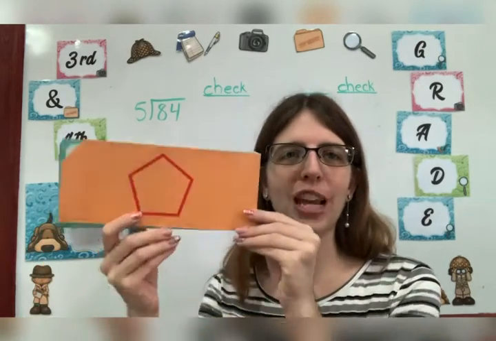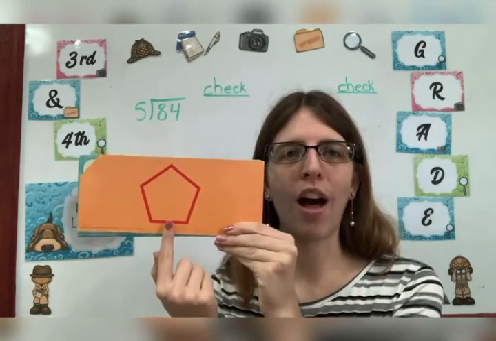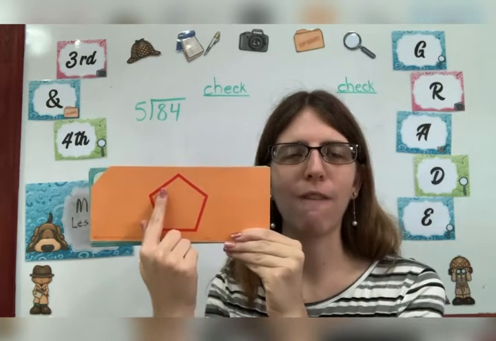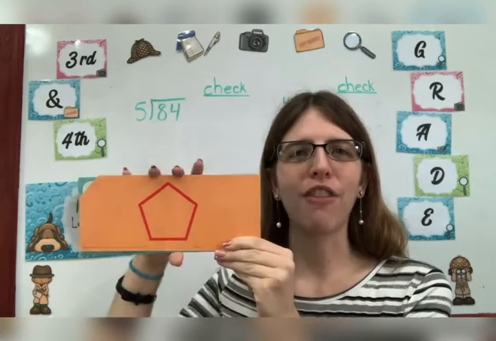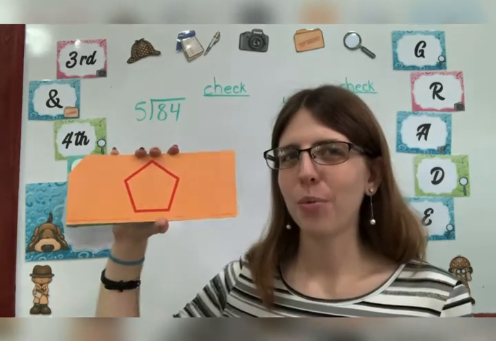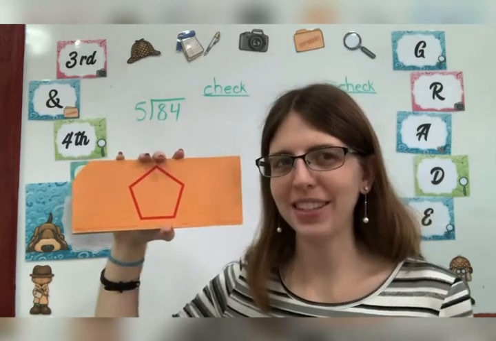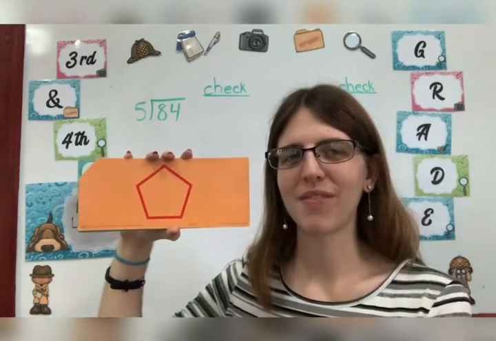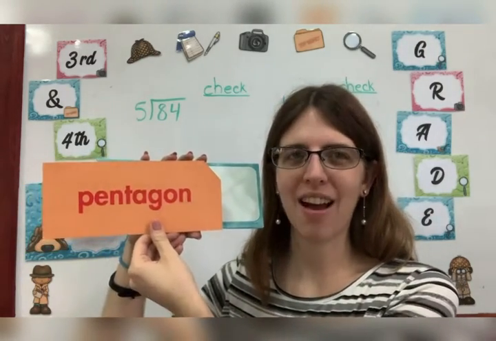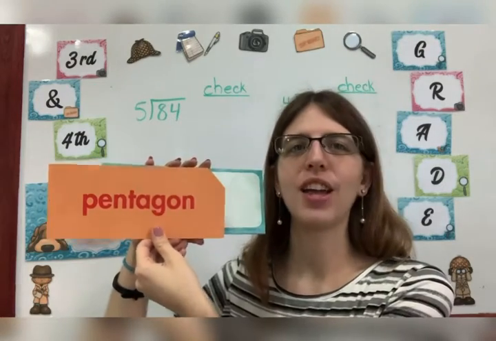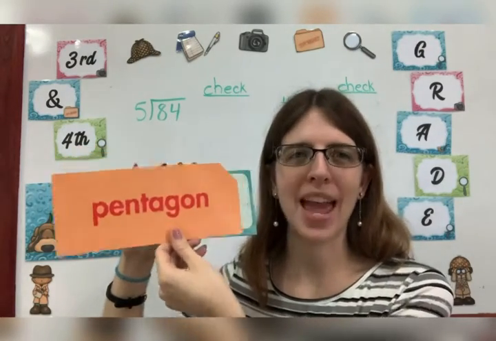So the first shape we have has 1, 2, 3, 4, 5 sides. When you have 5 sides on a shape, remember what the name of that shape is? Pentagon. Pentagon. Penta meaning 5. So 5 sides, pentagon.